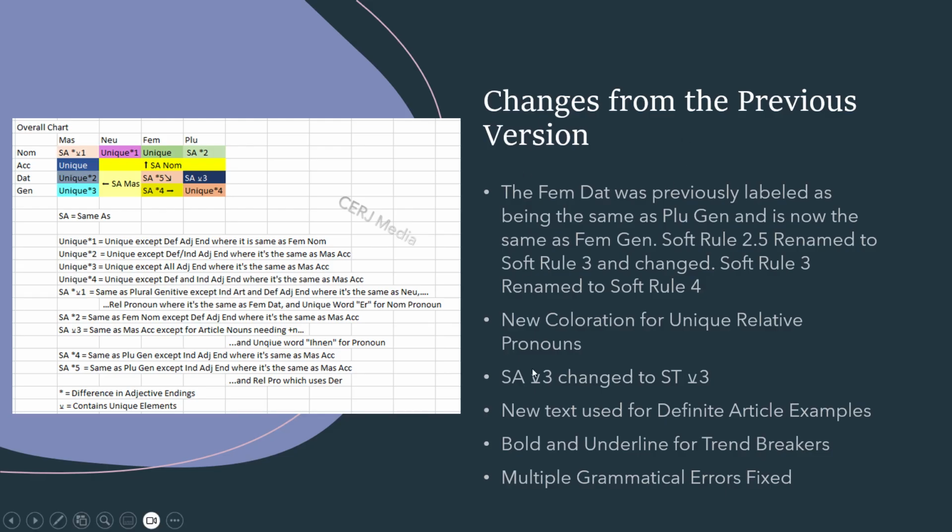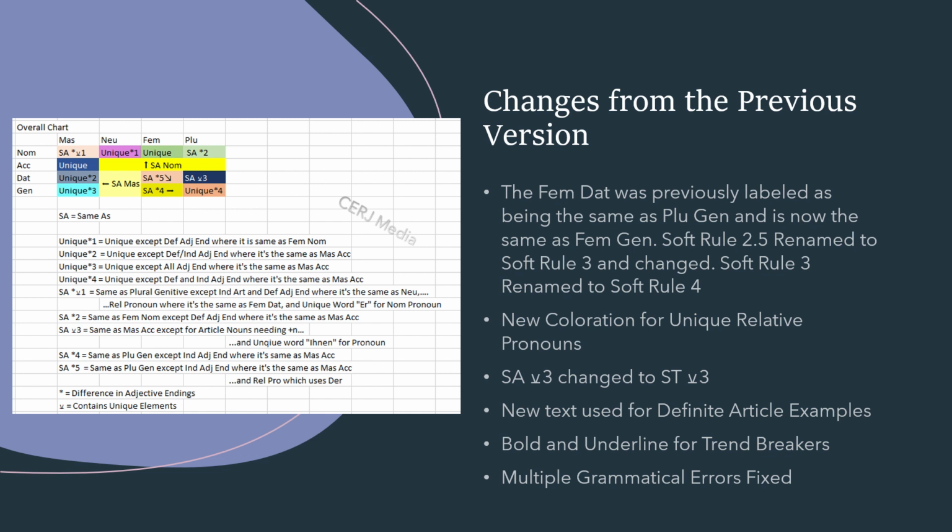Oops, skipped over one. SA comment 3 was changed to ST comment 3. So previously it said same as, there was no similar to, but I decided to add a new category called similar to, to specify that it is similar to, but there are more elements that are changed than you would expect. So same as means there's maybe one or two exceptions. Similar to means there are a lot of things that are copied from it, but there are plenty of exceptions.